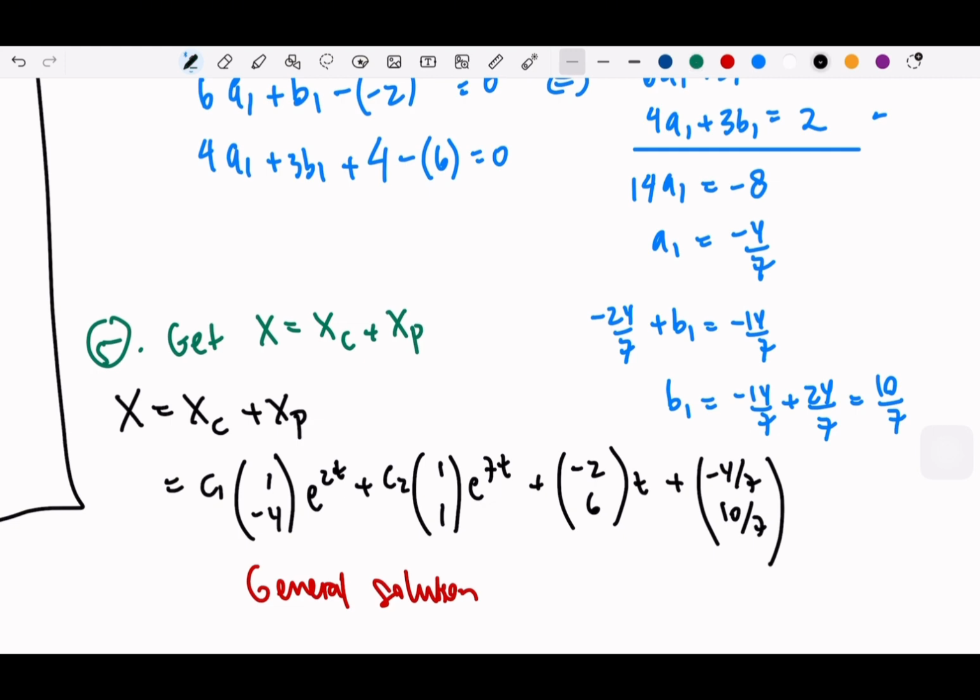Okay, so basically, how to assume the xp is based on the function f in the system. If the f is a constant, then the assumption will be a constant. If the f is a linear equation, then the assumption will be linear equations, and so on and so forth. If it is maybe sine or cosine, then our assumption will be also sine and cosine. Just similar to what we have in engineering mathematics 1.